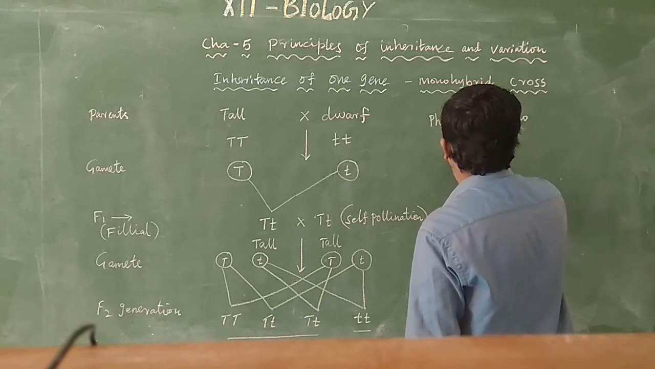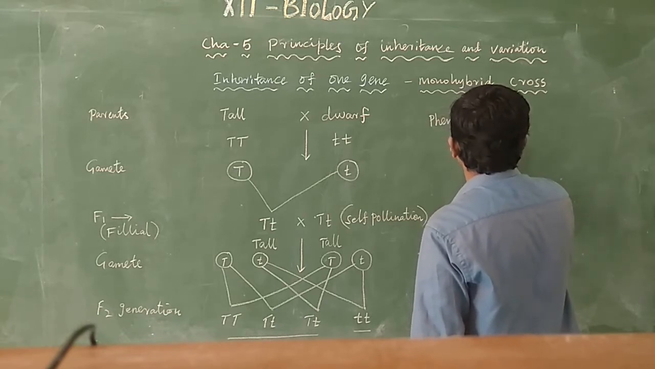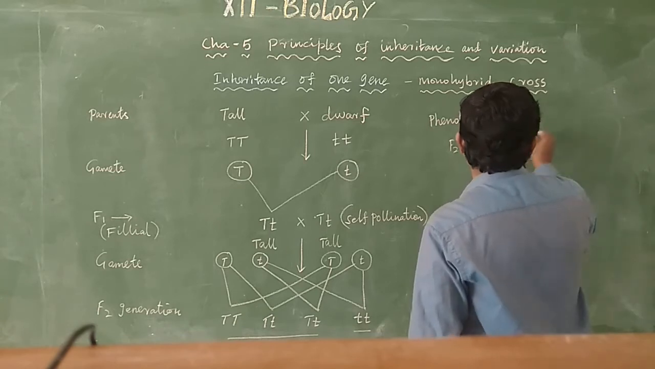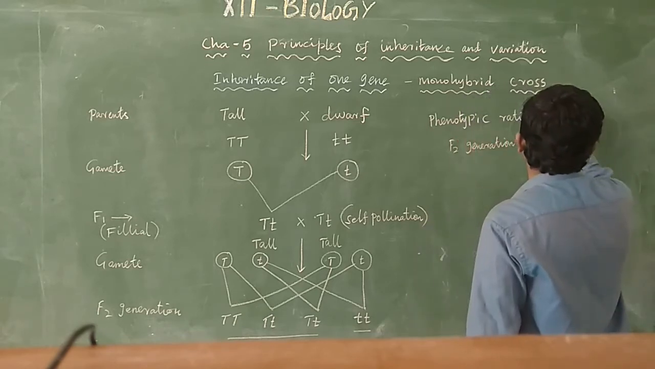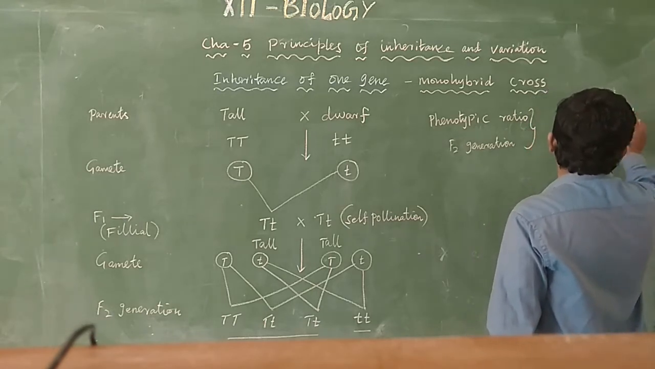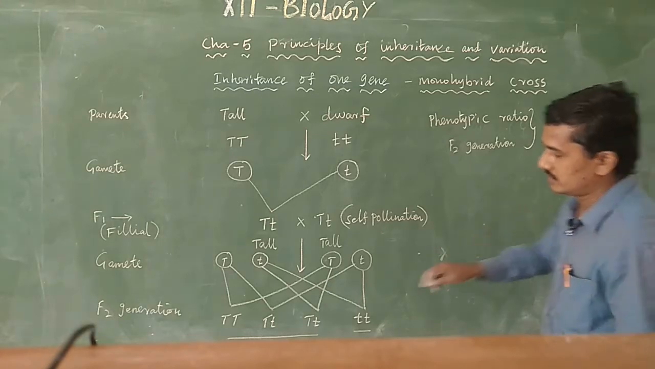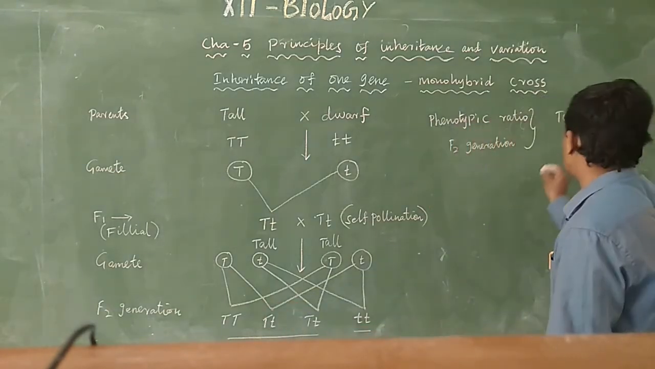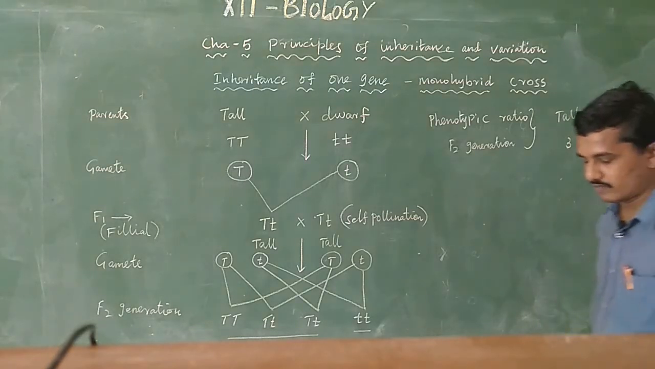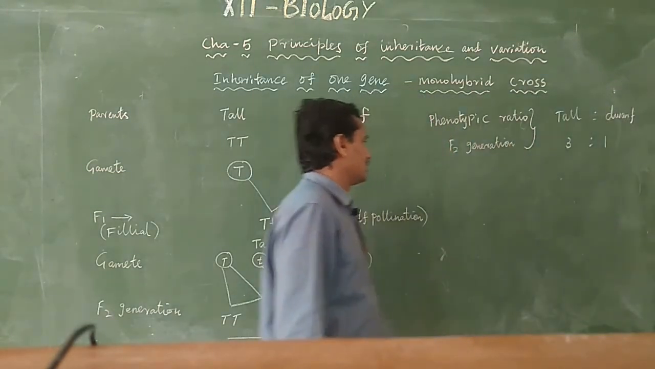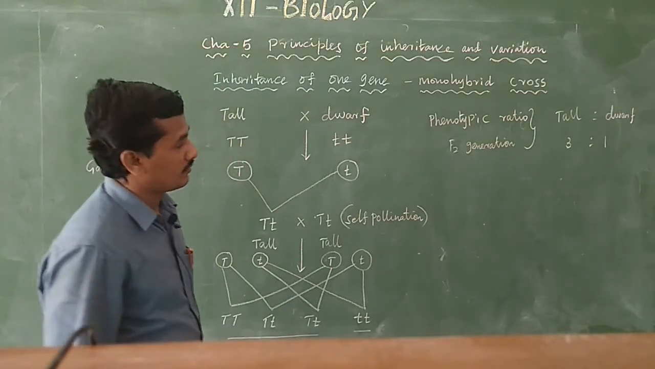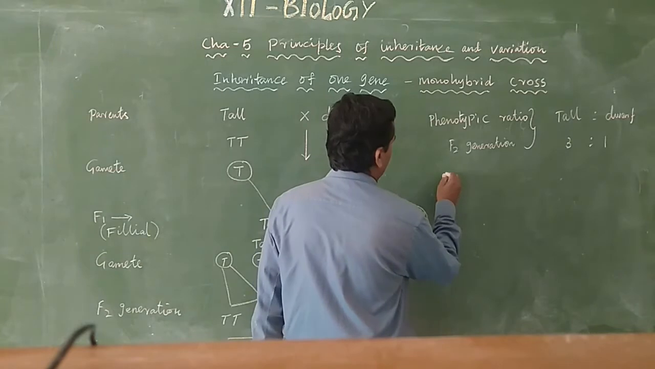Phenotypic ratio of F2 generation. The phenotypic ratio of F2 generation is tall plants to dwarf plants. How many tall plants? 1, 2, 3 in the F2 generation. Dwarf plant 1. So the phenotypic ratio of F2 generation is nothing but 3 tall plants and 1 dwarf plant in the F2 generation. Then the genotypic ratio.